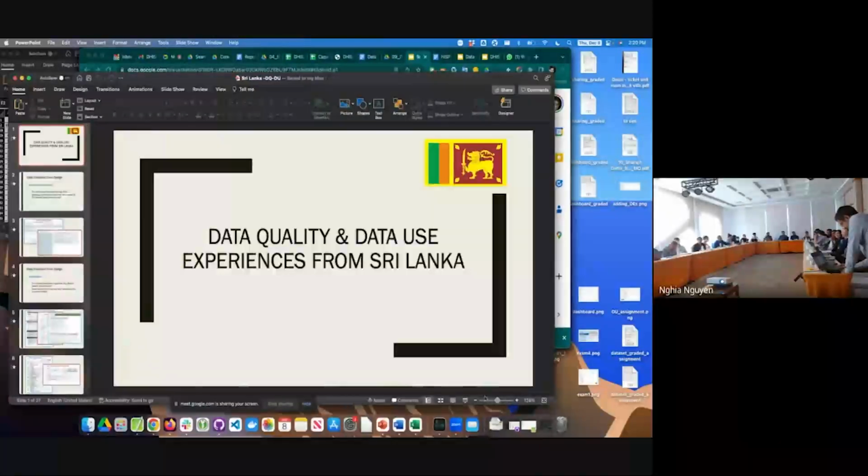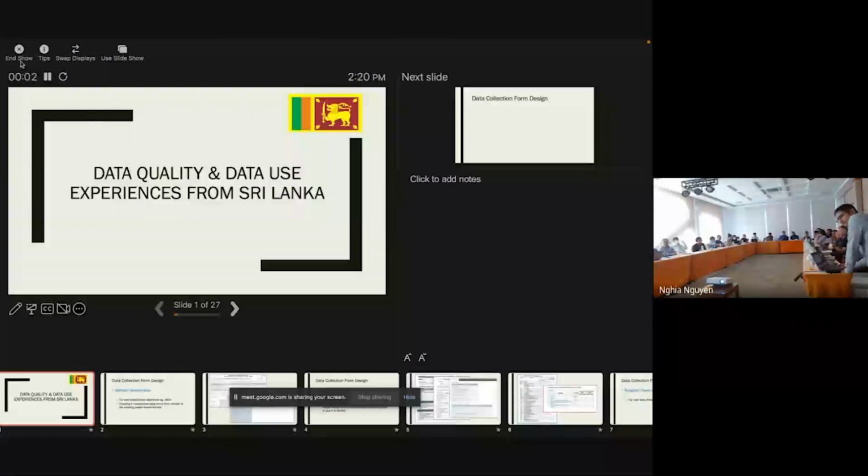Right. So what I'm planning to discuss in the next 15 minutes or so, or maybe 20 max, is the data quality and data use experiences from Sri Lanka. Again, this is not just data quality. And one thing I must emphasize is that I'm not going to explain any of the data quality features and functionalities which are there in DHIS2, which Surajit already did. But rather, I will be talking about some practical information, some implementation experiences and challenges, things like that.